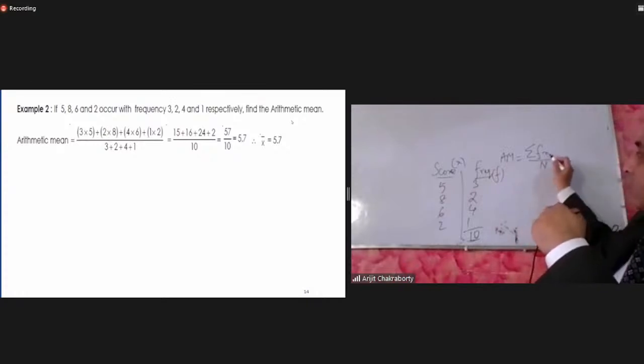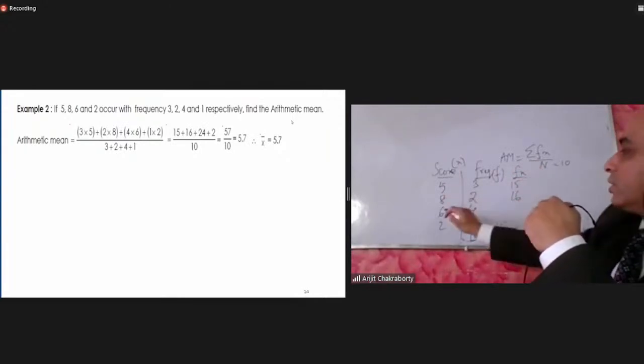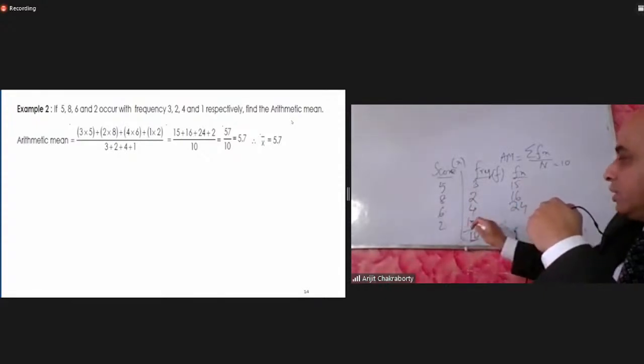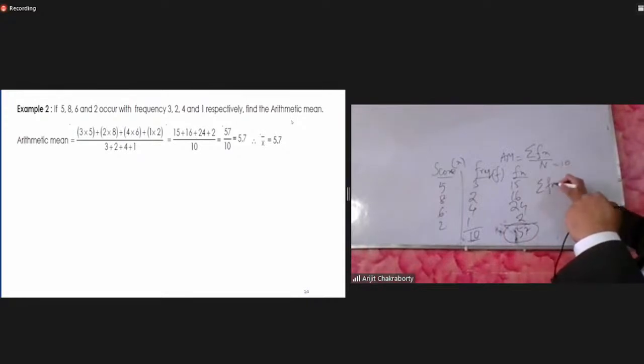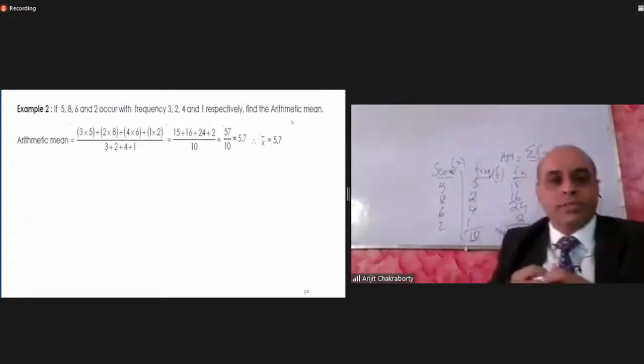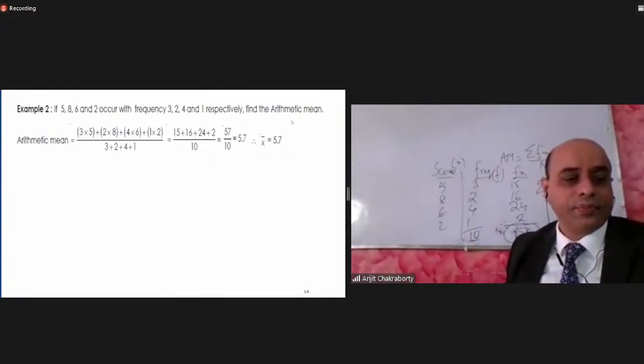So now how to get fx? I will just multiply 5 into 3. So 5 into 3 is 15, 8 into 2 is 16, 6 into 4 is 24, 2 into 1 is 2. So I am getting the total score here. 15 and 16 is 31, 31 and 24 is 55, 55 and 2 is 57. So I'm getting sigma fx by n equal to 57 by 10. And that gives me around 5.7. Okay, so in this way, we are able to find out what will be the mean when you have frequency.